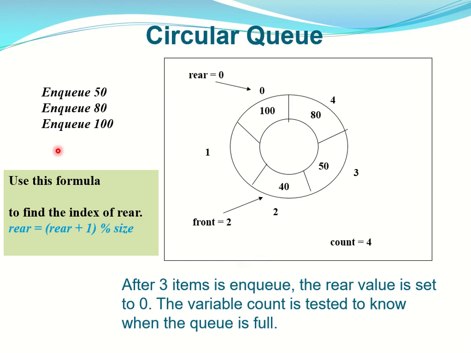Here is another enqueue process: 50, 80, 100. This is how you optimize the space available in the queue. The last rear is at 4, which means 4 plus 1 is 5, and 5 mod 5 equals 0. It means rear moves to 0. That will be the last item enqueued into the list.